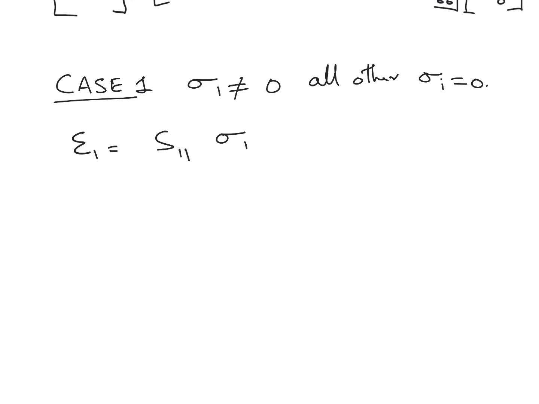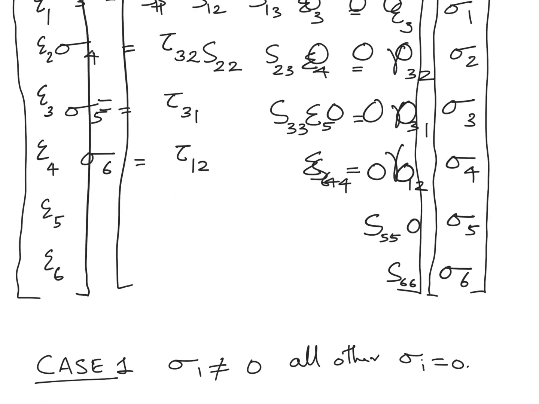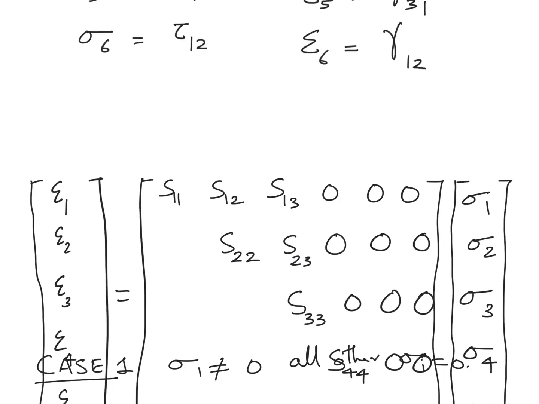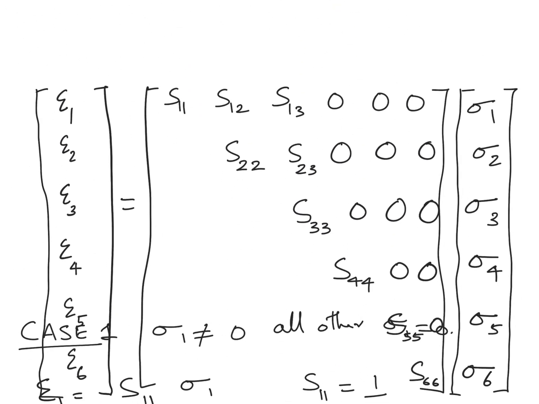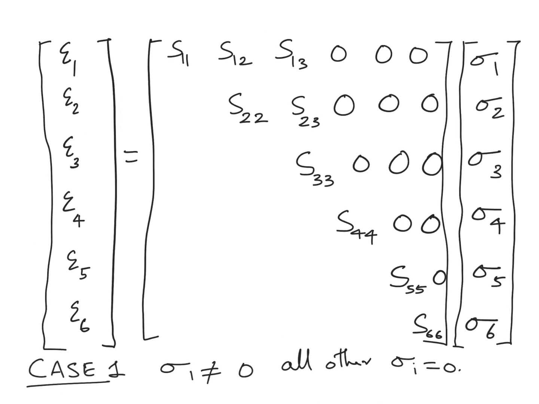For this to be satisfied, my S11 should be 1 divided by E1, where E1 is the Young's modulus. So applying Hooke's law, because everything is in the linear regime and nothing has gone to the non-linear regime, Hooke's law is applicable. This is a linear material. The difference between linear and isotropic is well to be understood. We are talking about a linear orthotropic material.